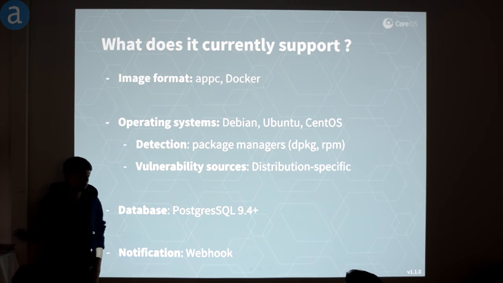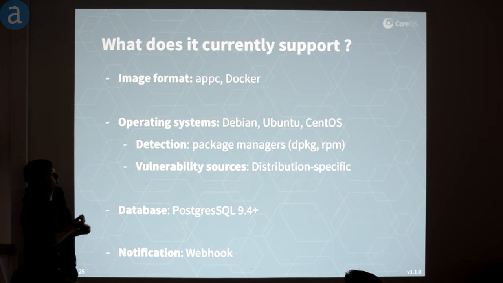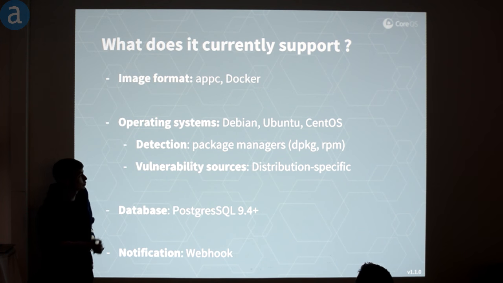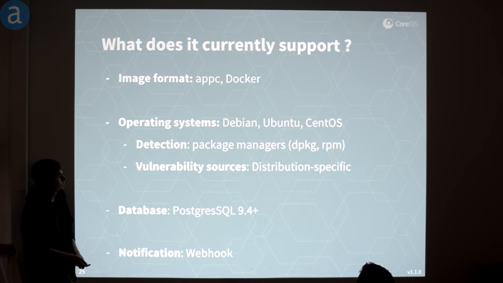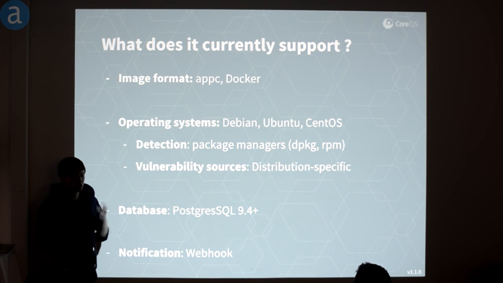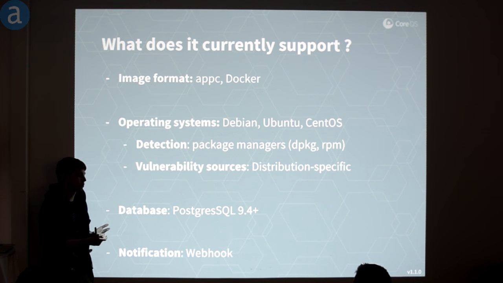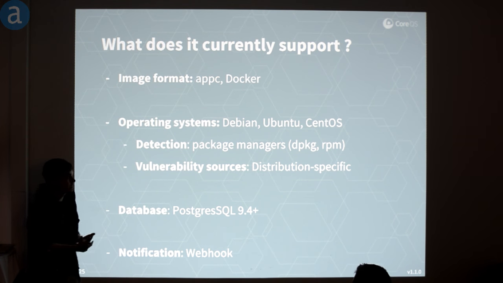So what does Clair currently support? We support basically two image formats right now, AppC, which is Rocket, and Docker. Then it mainly supports three operating systems right now: Debian, Ubuntu, and CentOS. For the detection, it uses package managers, so dpkg and RPM. And where do we get the vulnerabilities from? It's from the distribution-specific trackers. Debian, Ubuntu, and CentOS, Red Hat actually, actively maintain vulnerability trackers. And this is hard work for them, right?